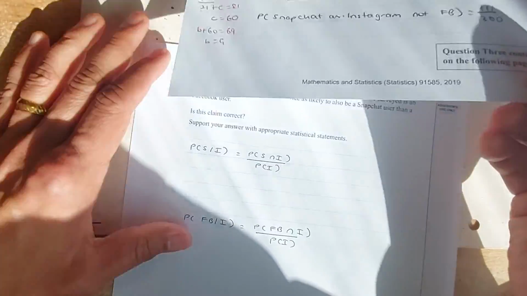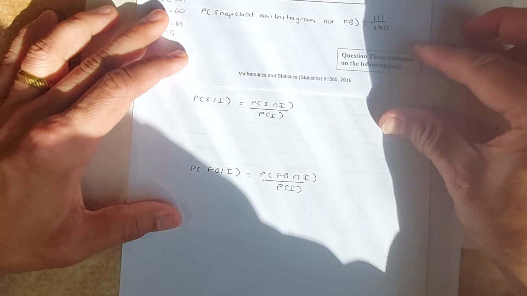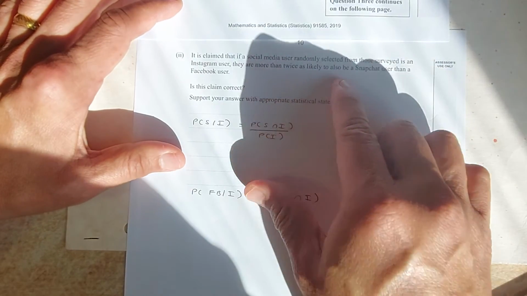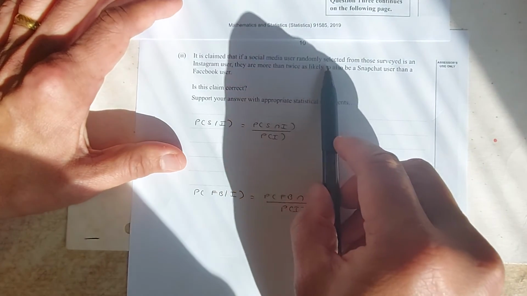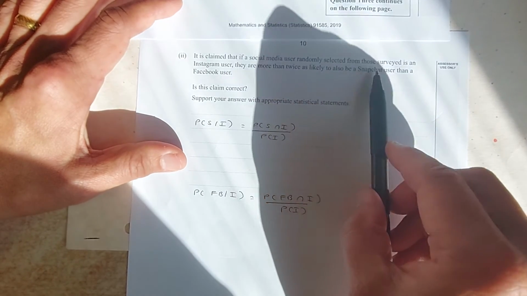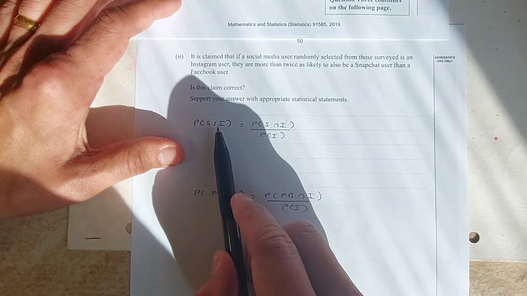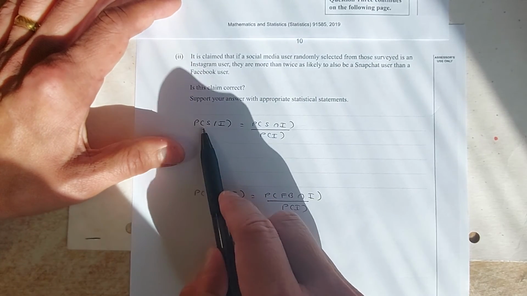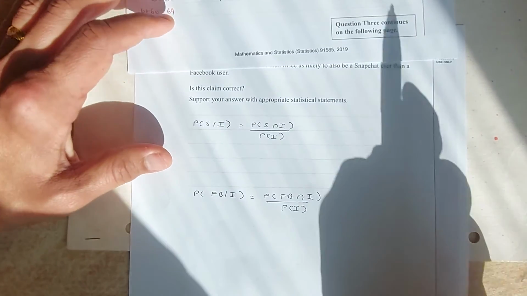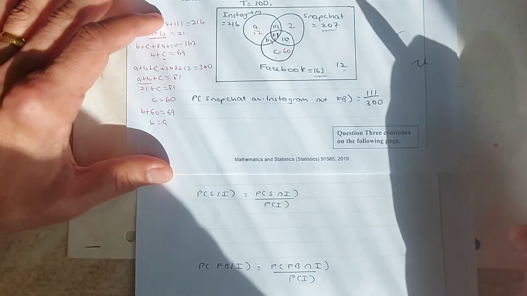And the last question is based on the tree diagram, the Venn diagram, I mean. You are going to calculate the claim that if a social media user selected from the survey is an Instagram user, they are more than twice as likely to be a Snapchat user than a Facebook user. So the condition is that it must be an Instagram user. So you calculate Snapchat given Instagram and Facebook given Instagram. So we are looking at the Venn diagram again, and we're trying to solve that. Hopefully you can see that.